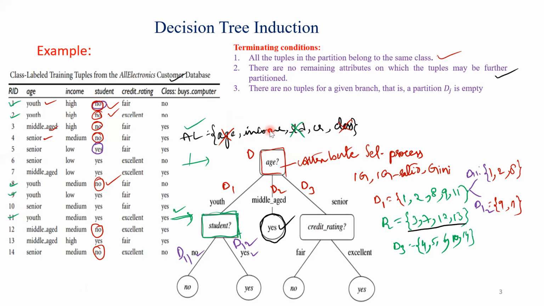What is the third condition? There are no tuples for a given branch, that is, a partition Dj is empty.